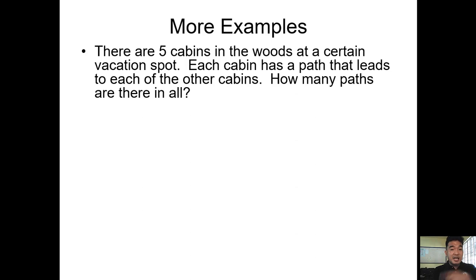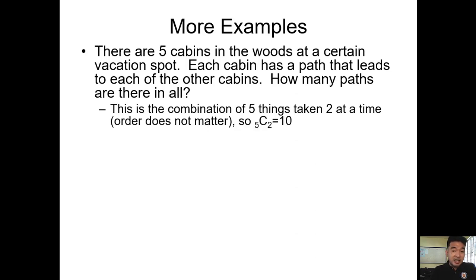The first step here is to identify, nagmamatter ba ang order dito o hindi? Like for example, from point A to point B, and then from point B to point A, magkaiba ba yun? Magkaiba ba ng path yun? So kung hindi siya magkaiba, ibig sabihin, order does not matter. Kung ganon, ano dapat ang gagamitin natin? Then we use combination. Okay?